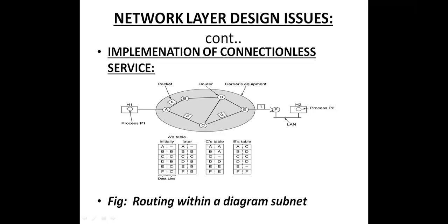Or A is willing to communicate to F. Either it can go via B or it can go via C. So C and B. This is the A table.